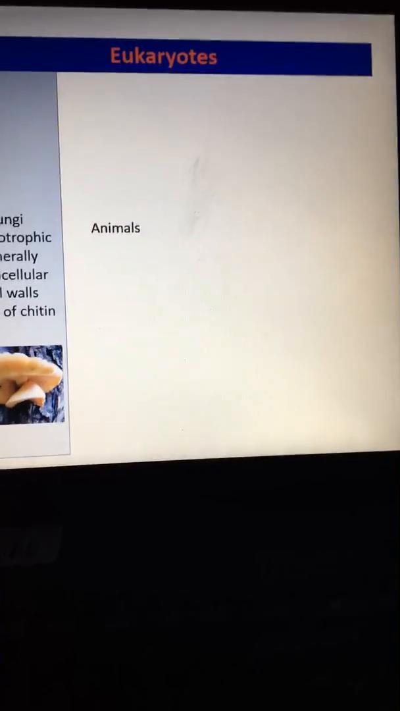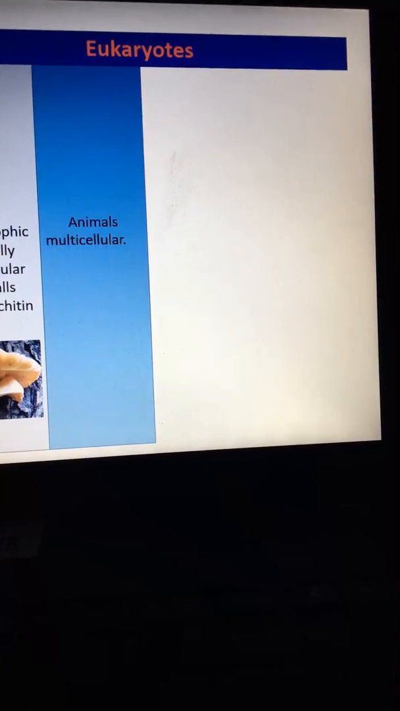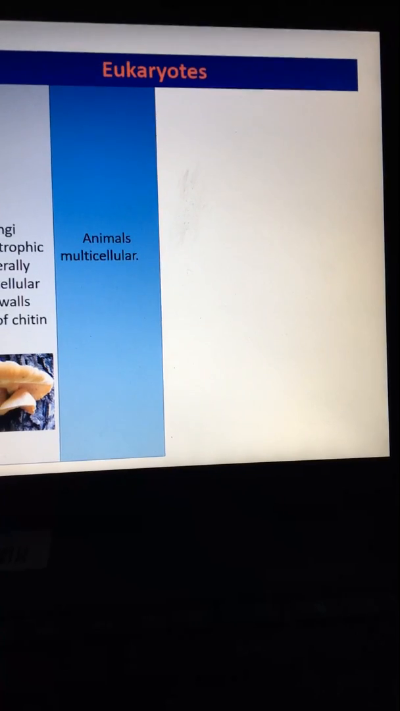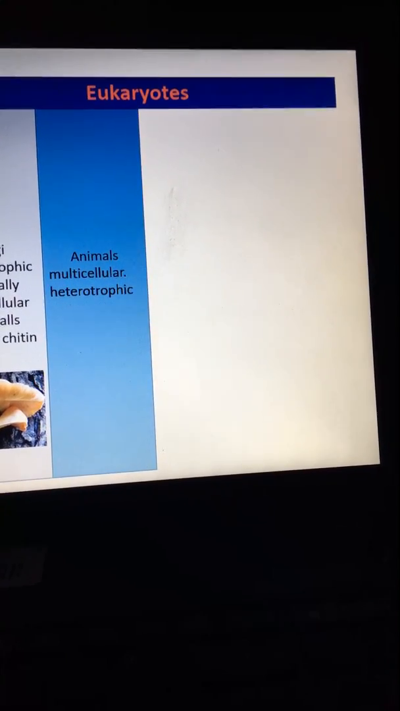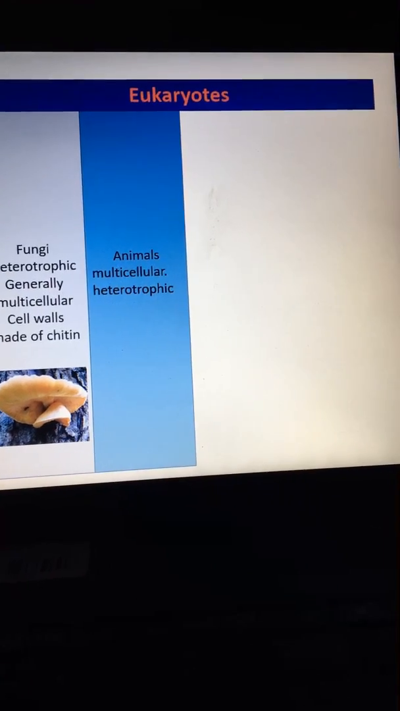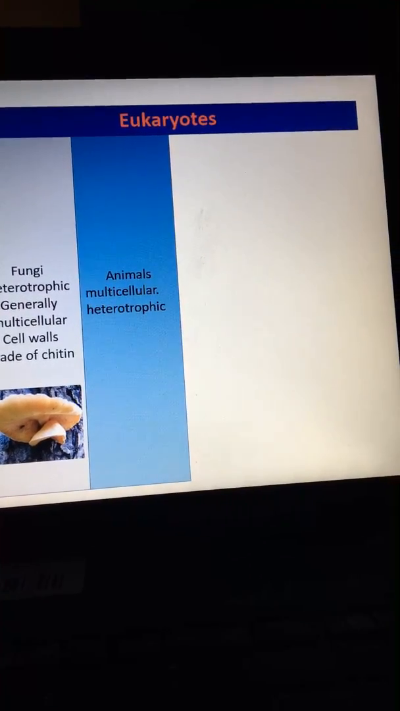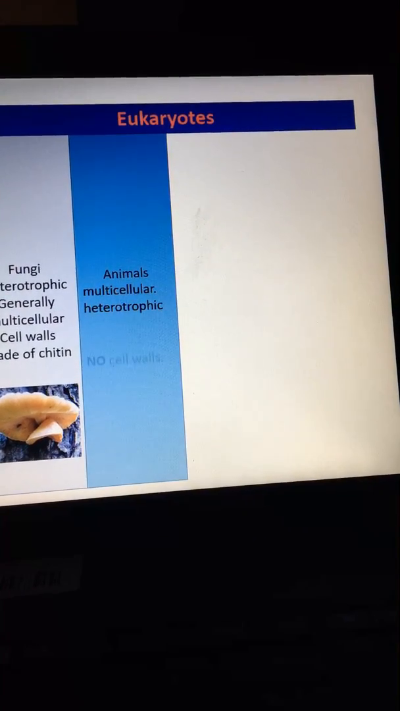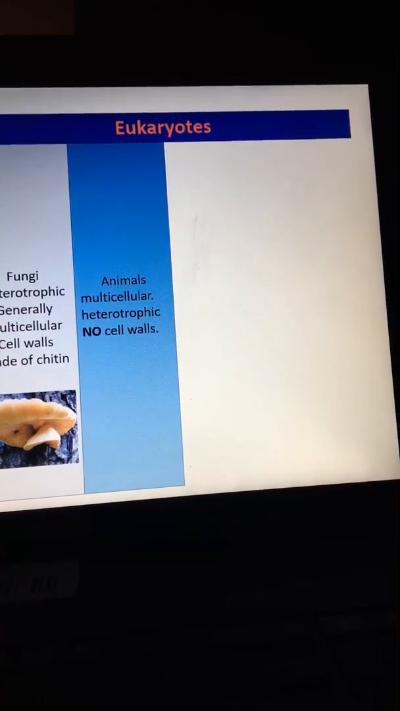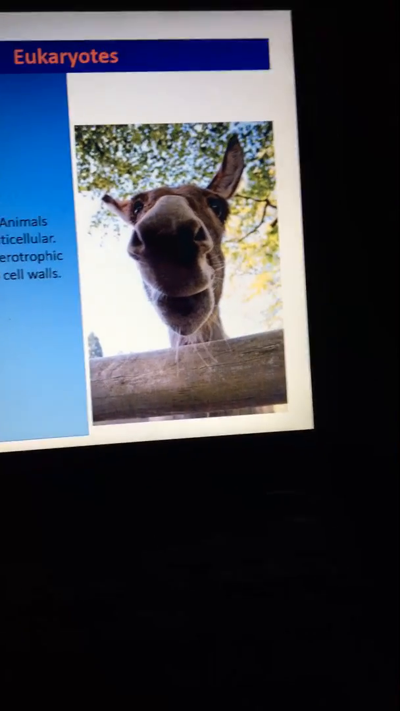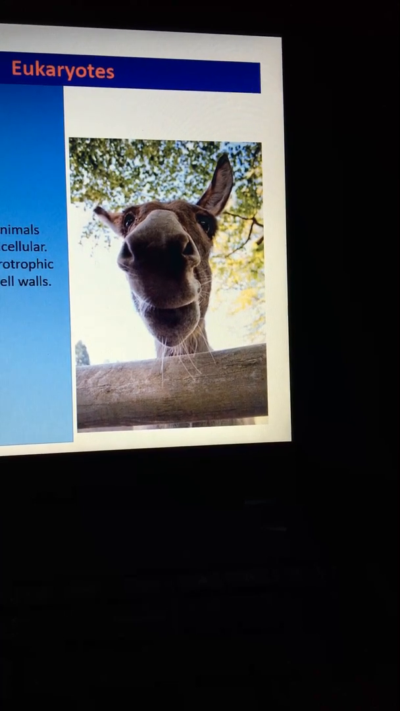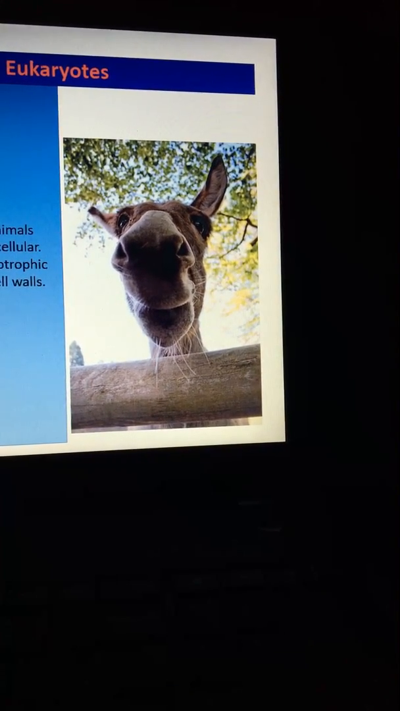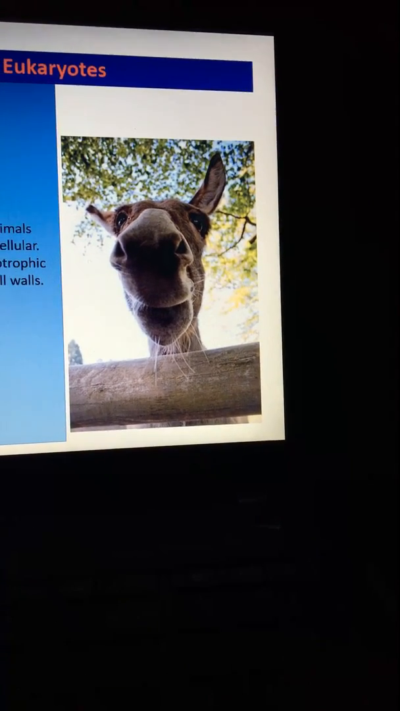Okay, so the next one will be animals. Animals, always multicellular. If it's unicellular, we're not going to consider it an animal. Heterotrophic, much like fungi. They cannot make their own food, cannot photosynthesize. So they're heterotrophic. But animal cells have no cell walls, and we have mentioned that before. There's a nice animal for you. That's a mammal, of course, but animals are also going to include, as well as mammals, birds and fish and reptiles and amphibians. So all of those would be considered animals.